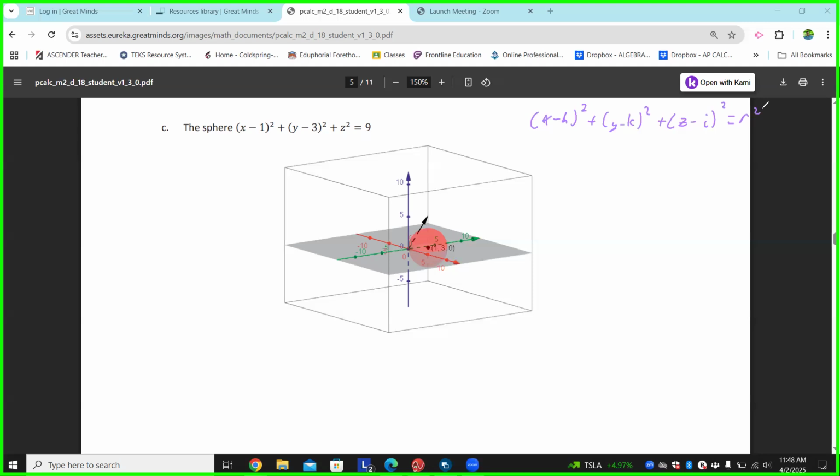That's because the radius of a sphere doesn't change. It's just a whole bunch of circles, so it doesn't have to be R cubed. It's still R squared. So there you go, that's what the sphere equation would be.